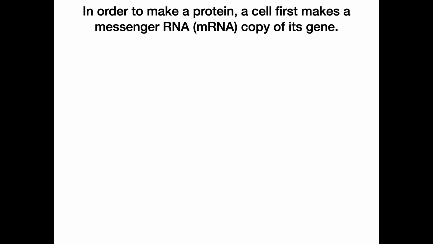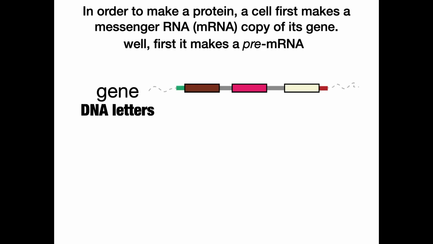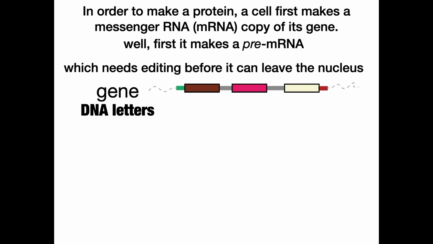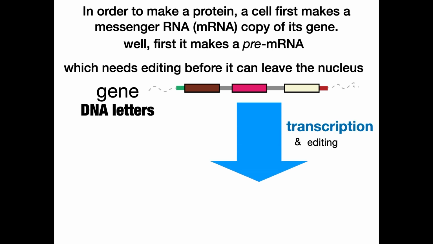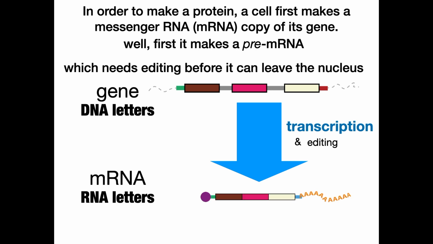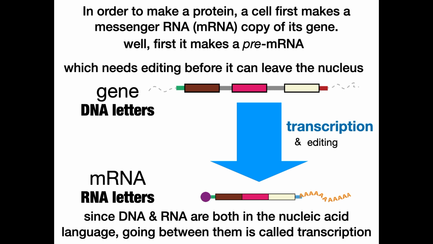Speaking of which, in order to make a protein, our cell first needs to make a messenger RNA copy of its gene, or mRNA. So you have your gene that's written in DNA letters. First it's going to make a pre-mRNA, which needs to be edited before it can leave the nucleus. This process of making the RNA copy is called transcription. Then it undergoes editing to get mature mRNA. The reason we call it transcription is because DNA and RNA are both written in the same nucleic acid language. So we're not changing languages, we're just making a copy.